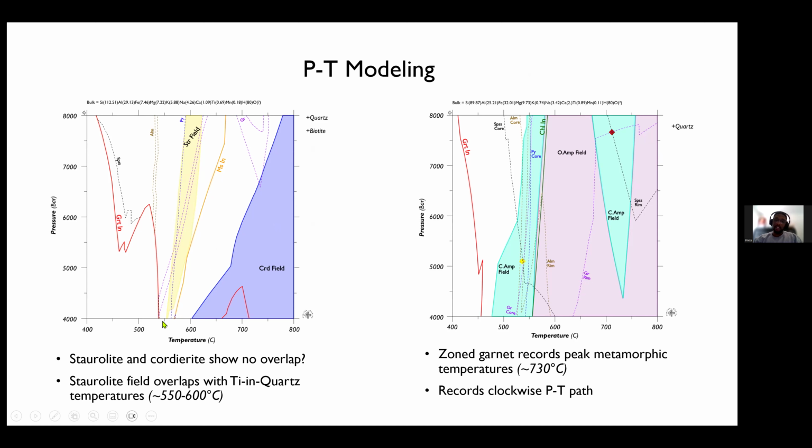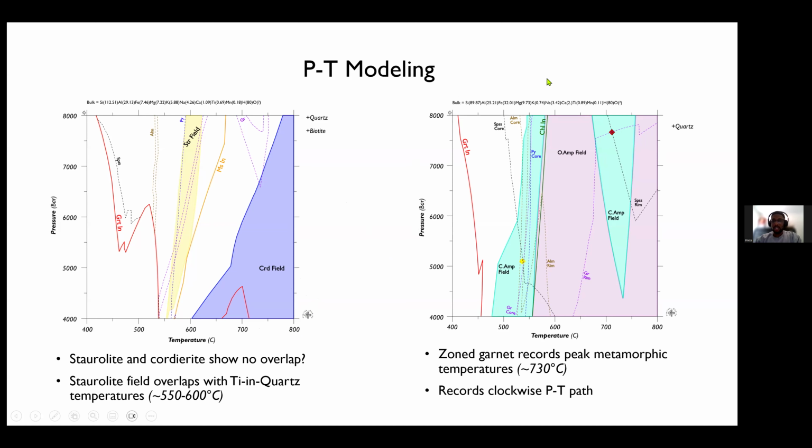The staurolite is giving us a temperature range of 550 to 600, where the staurolite should be stable. And this is reflective of the titanium in quartz data. There's some nice overlap there, where we believe the bulk of the deformation was occurring at the Goliath Gold Deposit. The cordierite, rather, is stable at temperatures above 600 in this specified PT space. And this overlaps nicely with the titanium in biotite data, where we believe that this overlaps nicely with the peak metamorphic conditions we believe occurred at the Goliath Gold Deposit.